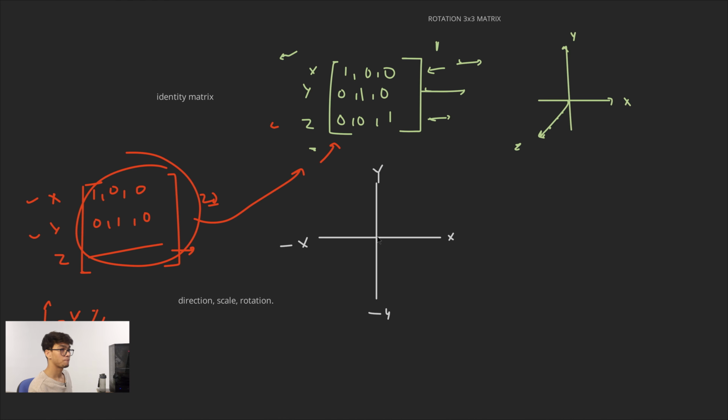So we have this. Now I have my object which is perfectly aligned. Let's say its y is aligned with the world y, and its x is aligned with x.